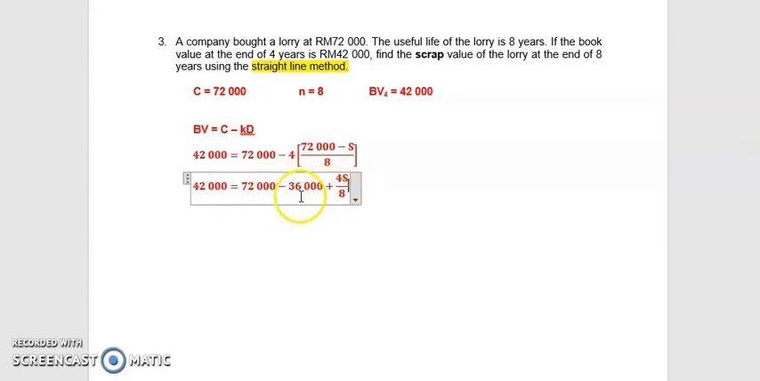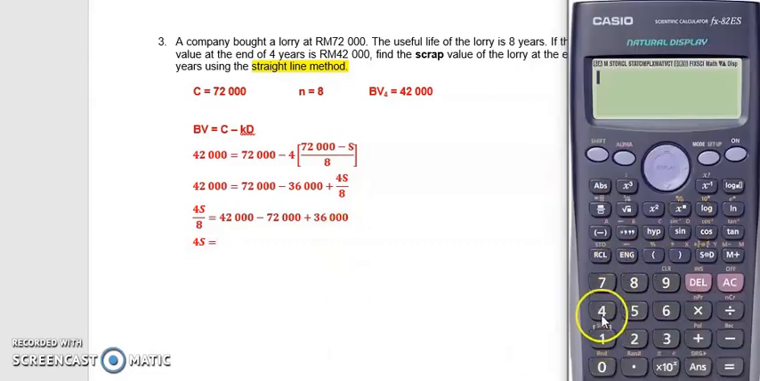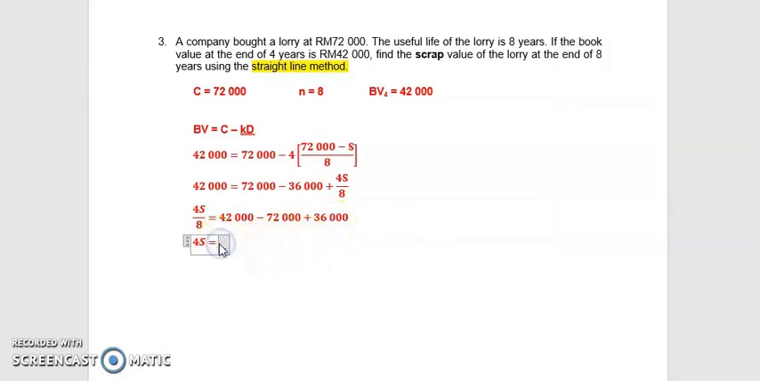Now simplify this part and make S the subject. So 4S over 8 equals 42,000 minus 72,000 plus 36,000. So 4S over 8 equals 6,000.